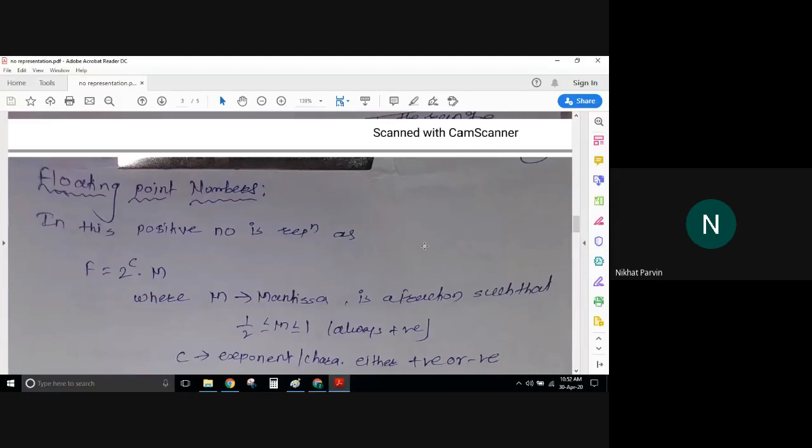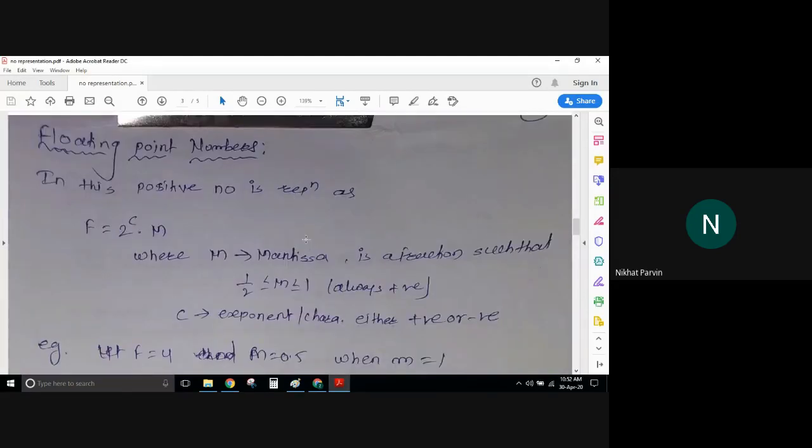Now, floating point numbers. We know what the syntax of your floating point number is. What I meant to say earlier is that the binary point was fixed. Now, your binary point will not be fixed. It will be floating according to the desired requirement. Okay. Now, let us see the syntax of this.